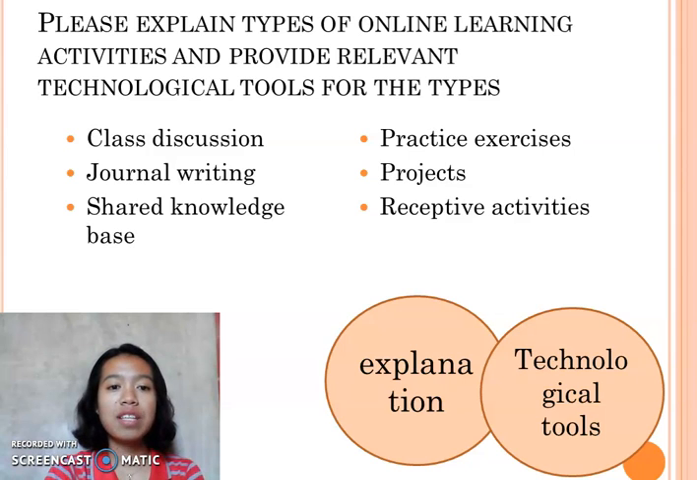The second one is journal writing. Journal writing is a variant type of journal related to what the teacher guides, emphasizes, and what the student prefers. And the tool that is used in this type is blog. And the third one is search knowledge base. Search knowledge base is used by the student when they want to share their knowledge or get knowledge in online learning.